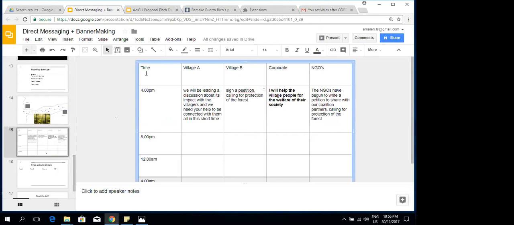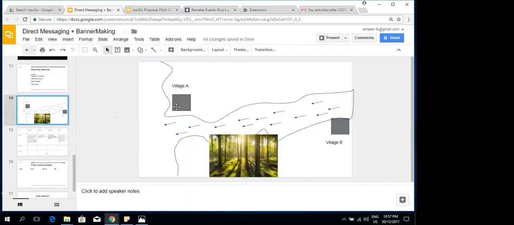All right. Okay, so at 4 p.m., just 4 hours after the press release, Village A and the NGOs are working together. They have begun to write a petition to share with the coalition partners calling for protection of the forest. Who do you mean by coalition partners, my friend? The other villages and impacted parties. Okay, so you guys have started a coalition between Village A and Village B. Is that right, Village A? Yeah.